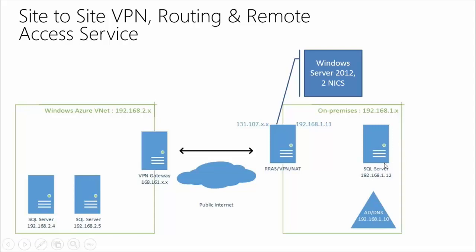So if your SQL Server on-premise needs to get to something, or if your application on-premise needs to get to something in the cloud, it's routed through. Or likewise, if you're in the cloud and your cloud application has to get back to your on-premise application, it makes a call through the VPN gateway.